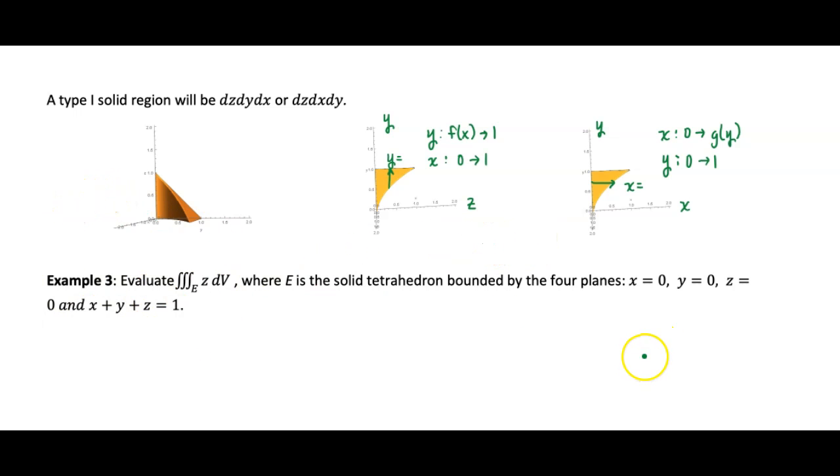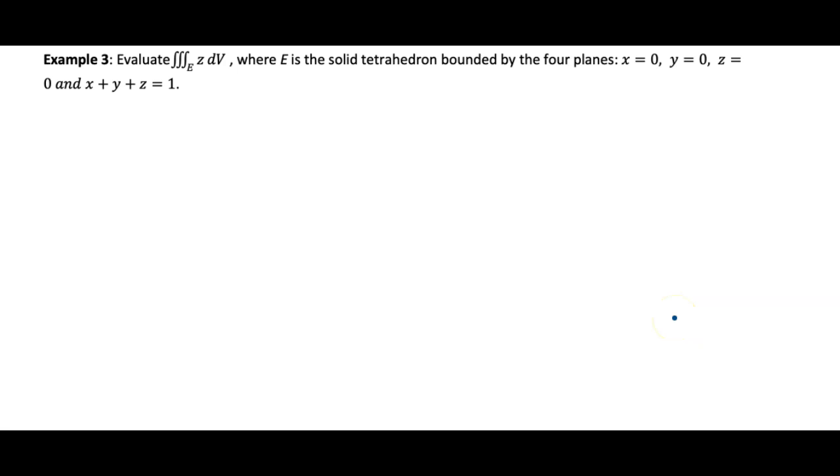So let's do this next example. Example 3. Evaluate this triple integral of E dv, where E is a solid tetrahedron bounded by the 4 planes x equals 0, y equals 0, z equals 0, and x plus y plus z equals 1. So let's start by sketching this out.